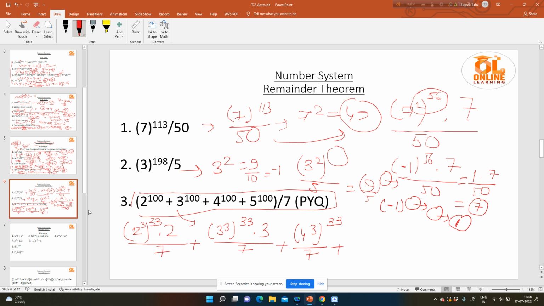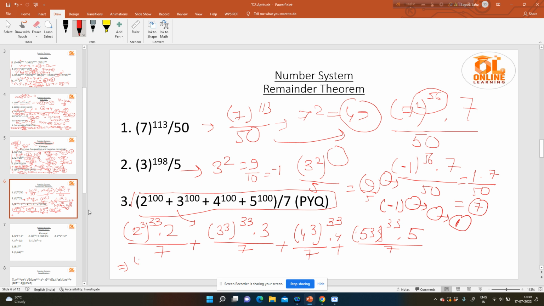Now for 5, 5 ones are 5, 5 square is 25. If we divide by 7, we will be having remainder as 4 or 3. So it will not happen, right? But if we do 5 cube, 5 cube is 125, right? And we know 7 into 18 is 126. So if we do 5 cube, we will be having remainder as minus 1. So we can again use it, right? So into 4, (5 cube) to the power 33 into 5 by 7, right? We can do this.